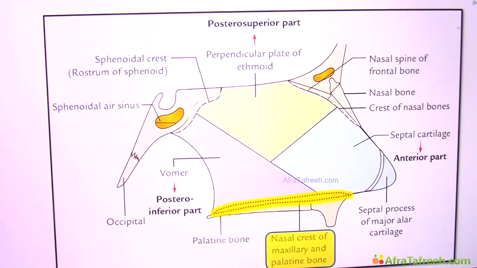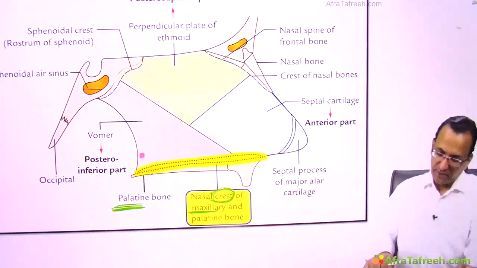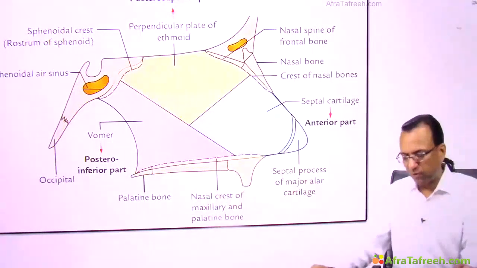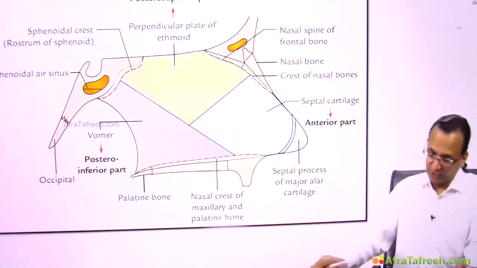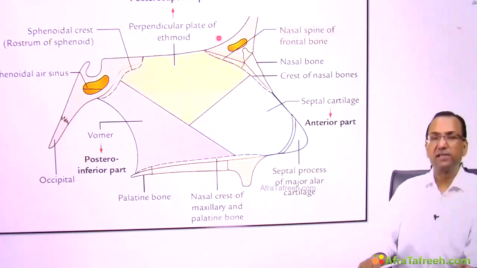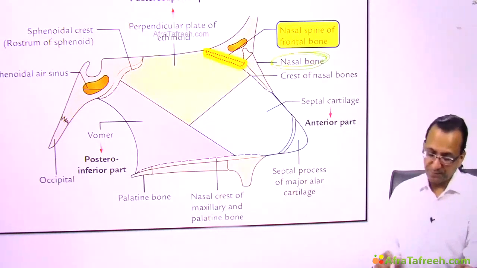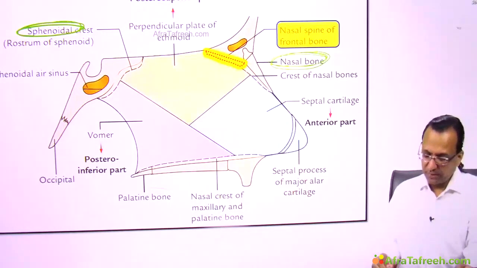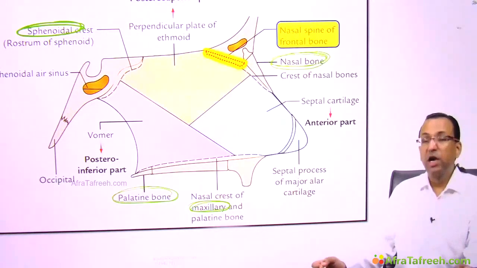See, the palatine bone is giving a crest and the maxilla bone is also giving a crest. So you have the crest of the palatine bone and the crest of the maxilla bone. So there are 4 crests now. One crest was given by the nasal bone. The frontal bone was not giving a crest, it was giving the nasal spine. Otherwise, crest of the nasal bone, crest of the sphenoid bone, crest of the palatine bone, and crest of the maxilla bone. 4 bones giving the crest to the nasal septum.